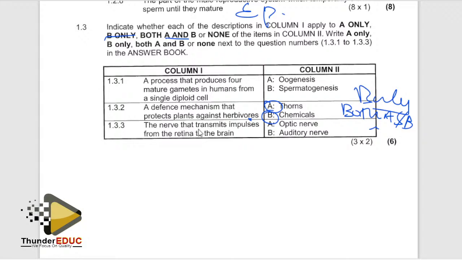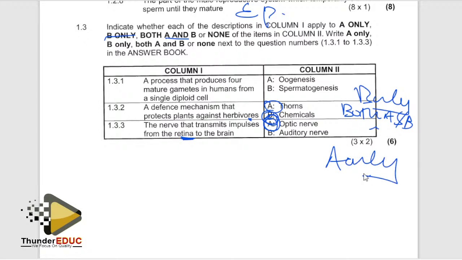The nerve that transmits impulse from the retina to the brain. We talked about this, and I even told you what you call the doctor responsible for the eyes. That's what I talked about, and I emphasized it. All right, because they said from the retina, the answer is optic nerve.